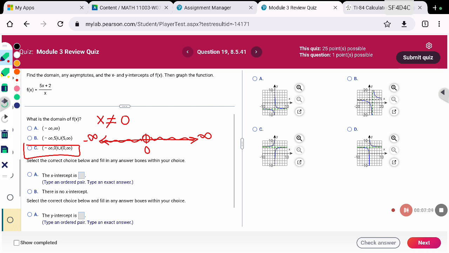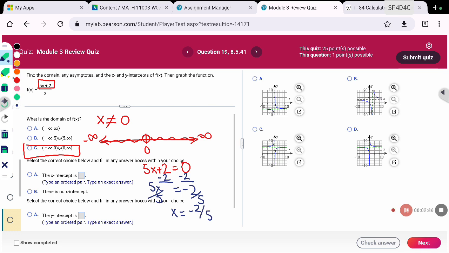The next thing that you're going to look for is the x-intercept. The x-intercept comes from the zeros of the numerator. So I have 5x plus 2. Let's see what makes that equal 0 by solving it for x. So I will subtract 2 from both sides and get 5x equals negative 2, and then divide by 5. So x equals negative 2/5.